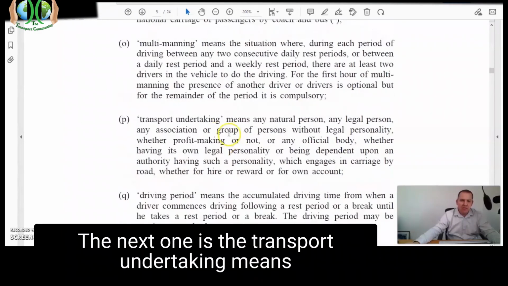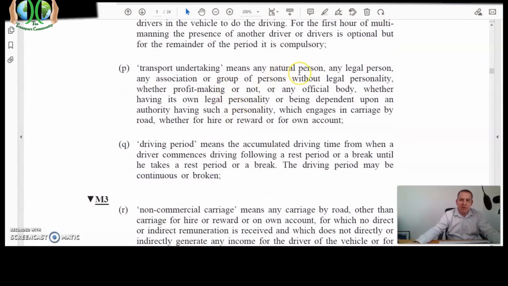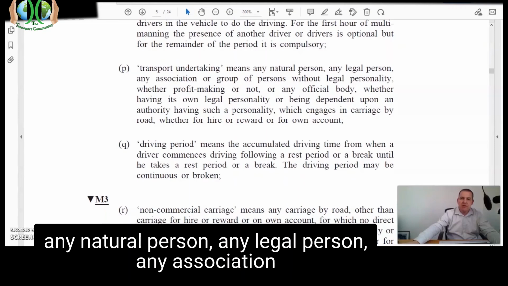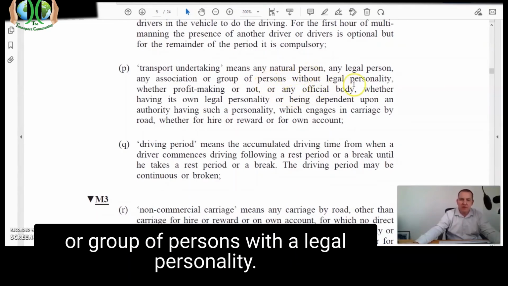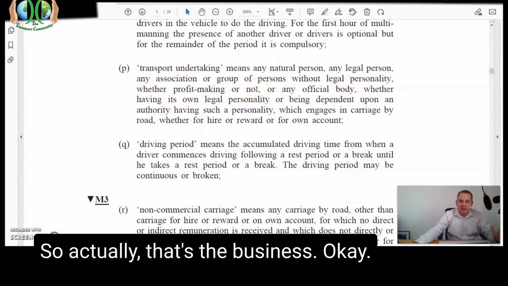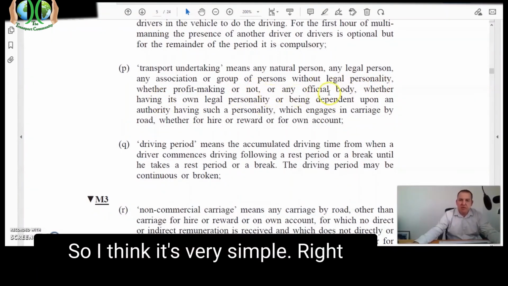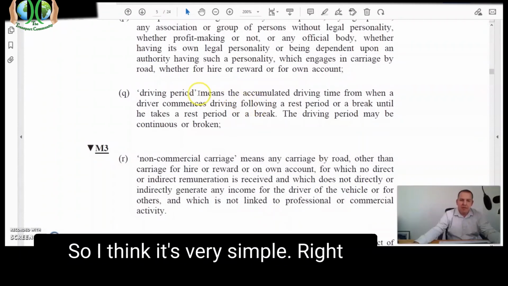Okay, the next one is the transport undertaking, which means any natural person, any legal person, any association or group of persons with a legal personality. So actually that's the business, okay? So I think it's very simple, right?